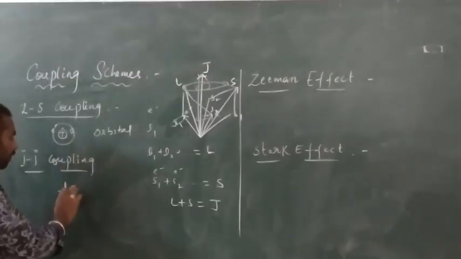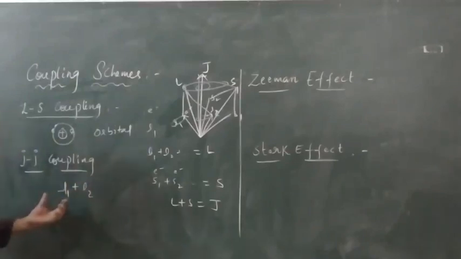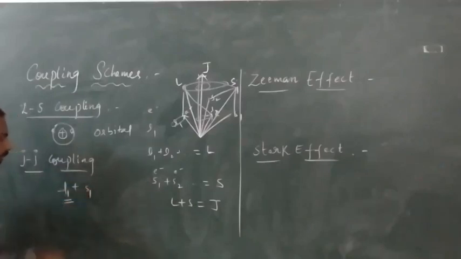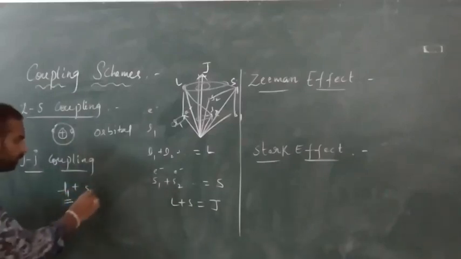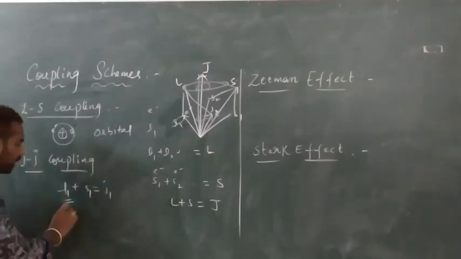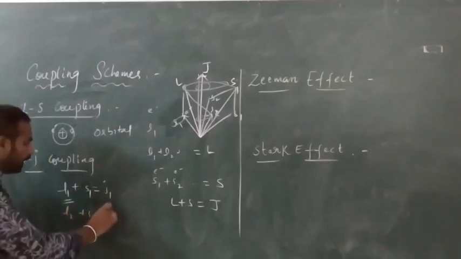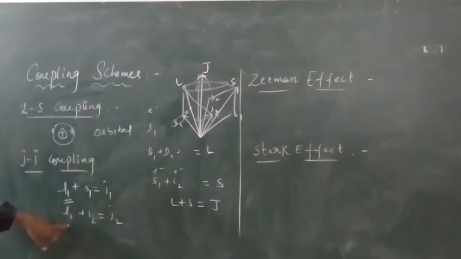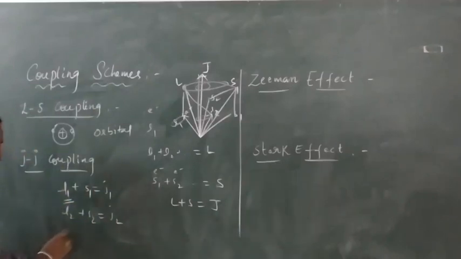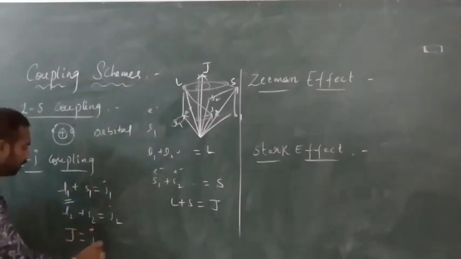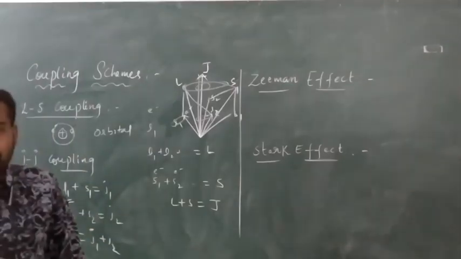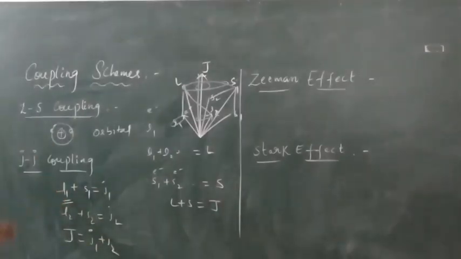Rather than L1 plus L2, the interaction between two orbital angular momenta, in JJ coupling the interaction between orbital momentum and spin momentum will occur. L1 plus S1 will give the total angular momentum of that particular electron, J1, and L2 plus S2 will give the total angular momentum of the second electron. After getting the total angular momenta of the individual electrons, the total angular momentum J will be the sum of J1 plus J2. This is nothing but JJ coupling. So, like this we can explain JJ coupling.